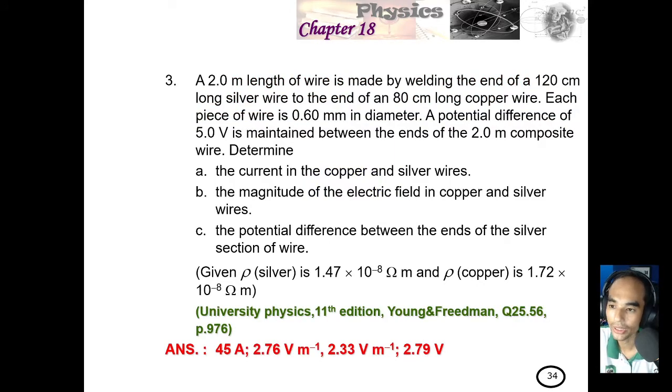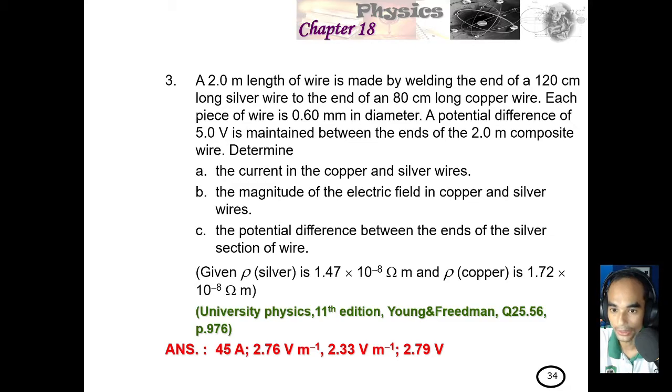Okay, so number 3: a 2.0 meter length of wire is made by welding the end of a 120 centimeter long silver wire to the end of a 30 centimeter copper wire. Each piece of wire is 0.60 mm in diameter. A potential difference of 5 volt is maintained between the ends of the 2.0 meter composite wire. Determine A, the current in the copper and the silver wire; B, the magnitude of the electric field in the copper and silver wire; C, the potential difference between the ends of the silver section of the wire.